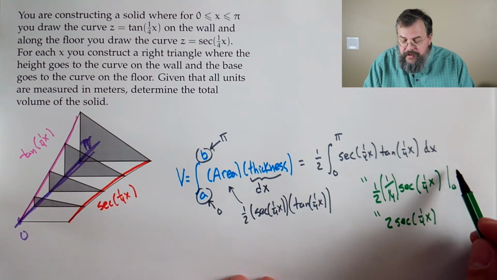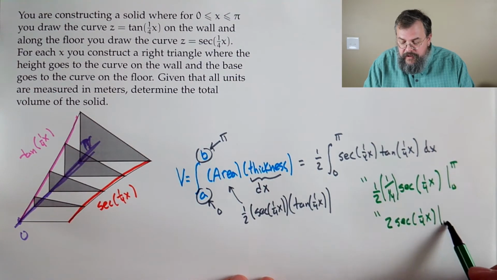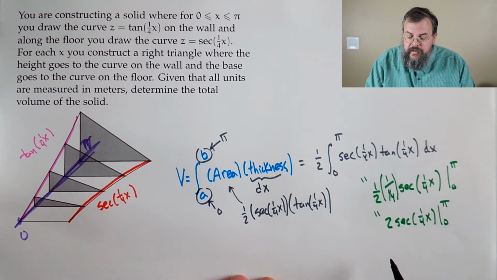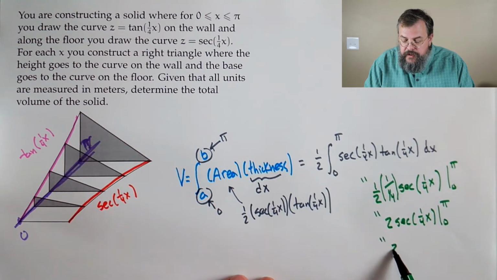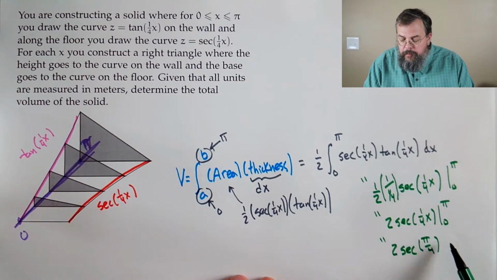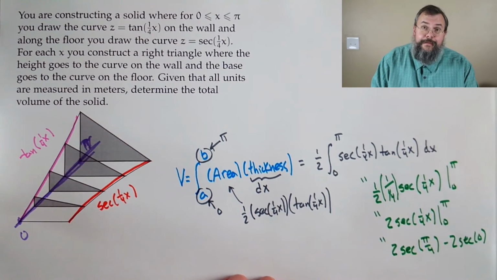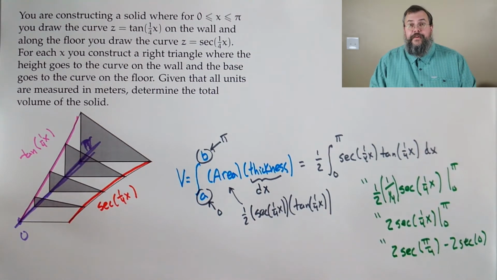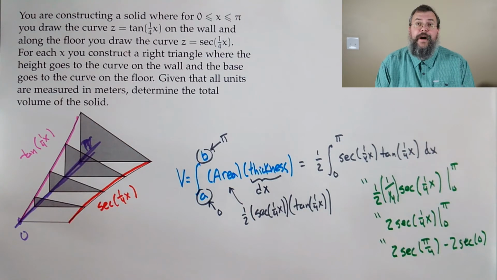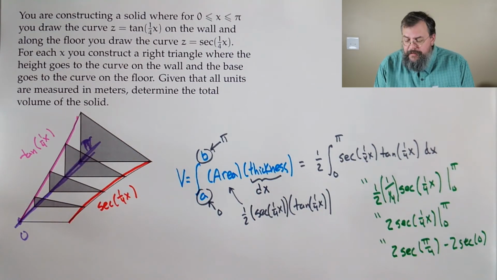So from 0 to pi. So we have 2 secant of pi over 4 minus 2 secant of 0. Now, we're almost there, if we just knew what these values were. Do we know what the secant of pi over 4 is? Well, I hope. Maybe you're not quite so familiar with secant of pi over 4. How about cosine of pi over 4? Do you know that? It's the square root of 2 over 2.